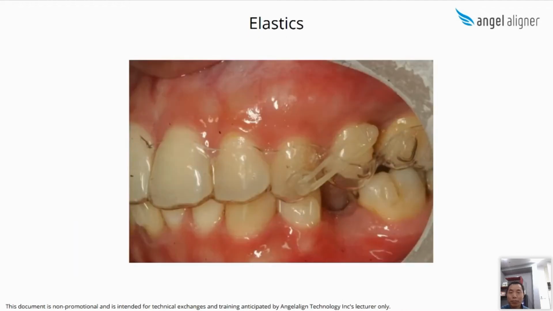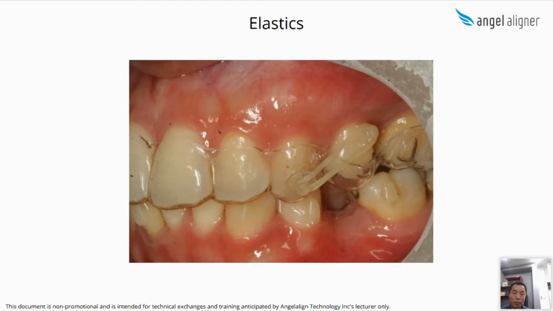In this case, this tooth is off track while extruding and moving mesially. You can see a large gap between the tooth edge and the aligner. A clear button is bonded on the buccal gingival aspect of the tooth and on the labial cusp of the aligner, on the canine, and have the patient attach elastic like this to assist tooth 22 back on track again.